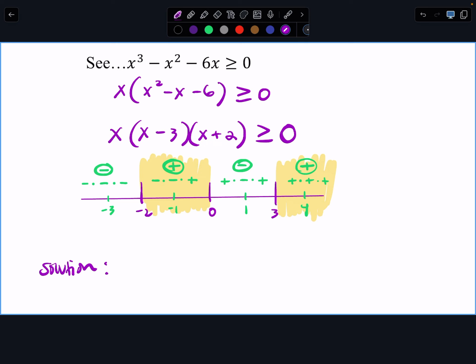So -2 to 0, would we include -2 and 0? Yes, right? Because 0 is greater than or equal to 0. So we would say -2 to 0, use brackets, union, because we are excluding the interval from 0 to 3, and then from 3, including 3 to infinity.